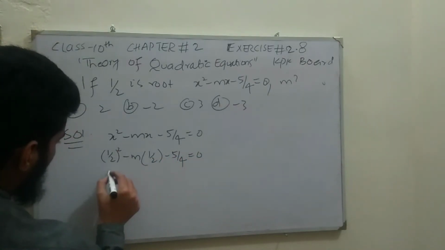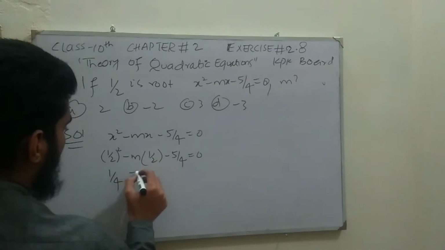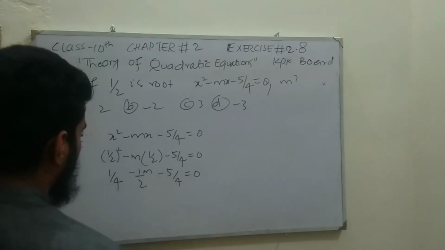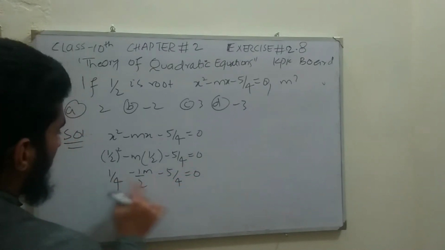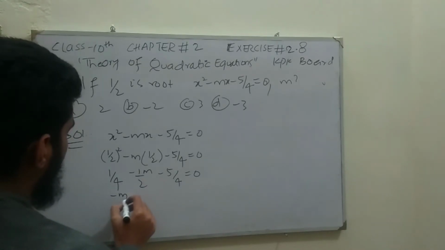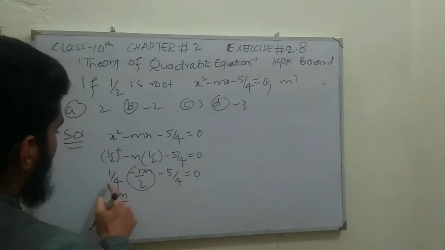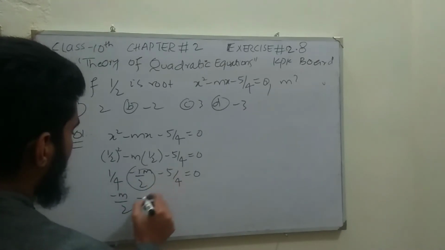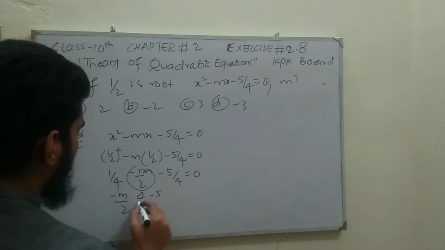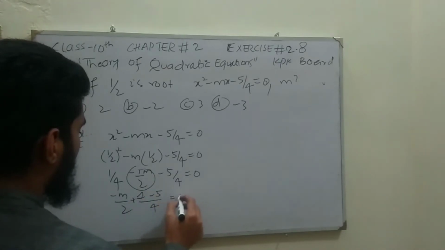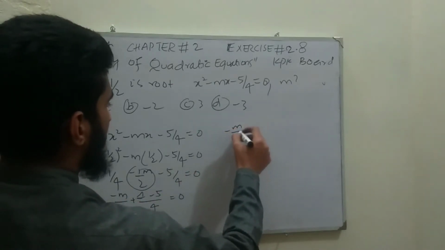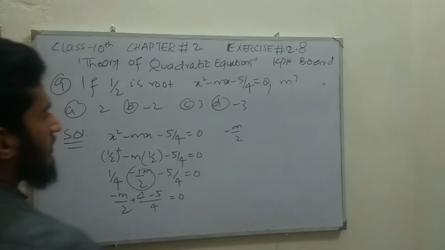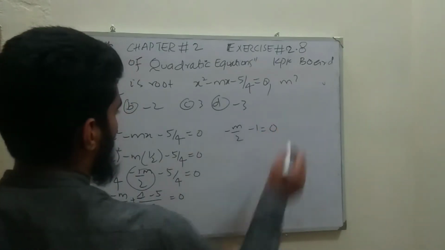1 over 2 whole square gives us 1 over 4, minus 1 over 2 times m, and minus 5 over 4 is equal to 0. Adding 1 over 4 with negative 5 over 4, the term minus m divided by 2 stays the same, and adding 1 over 4 with minus 5 over 4 gives us minus 4 over 4, so minus m over 2, 1 minus 5 gives us minus 4, and minus 4 over 4 gives us minus 1, is equal to 0.